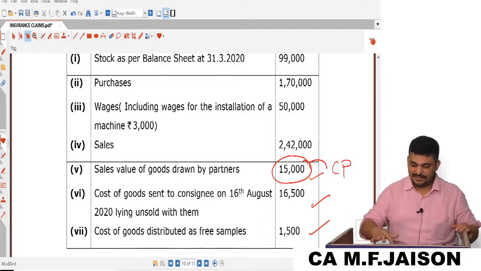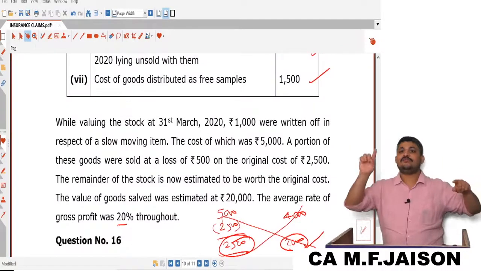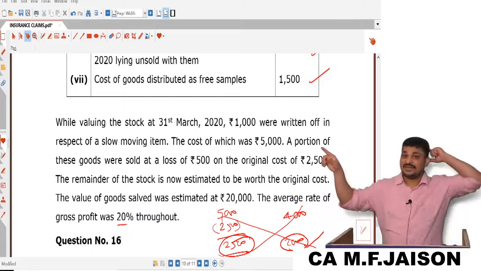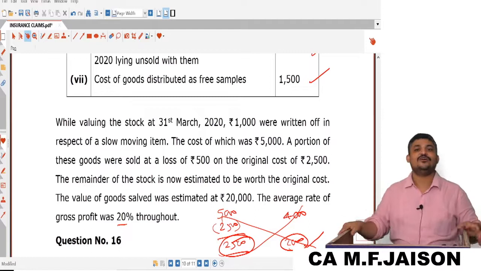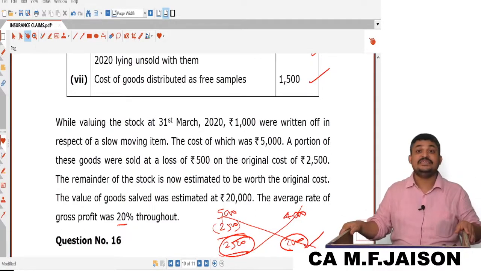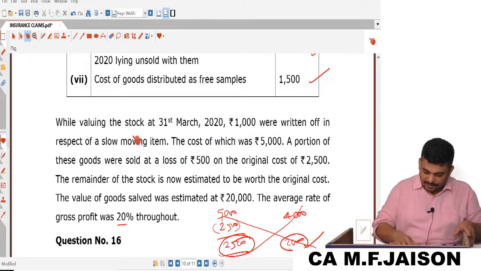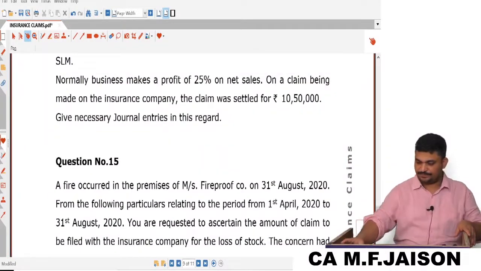Understood? Then you also arrive at this particular profit. Then closing stock as the balancing figure. In the abnormal goods column, closing stock is directly taken at 2,500. Profit or loss is the balancing figure. Like that you should solve. Understood? So this particular problem is a gift to you. Now let me proceed to another question.